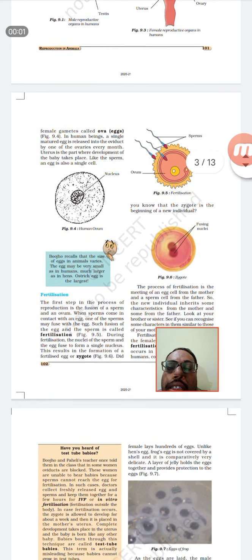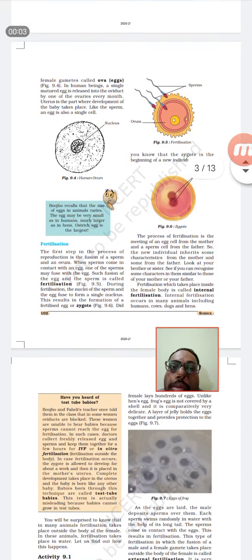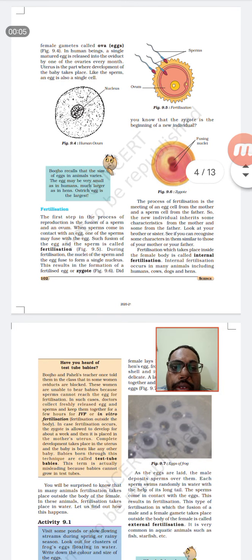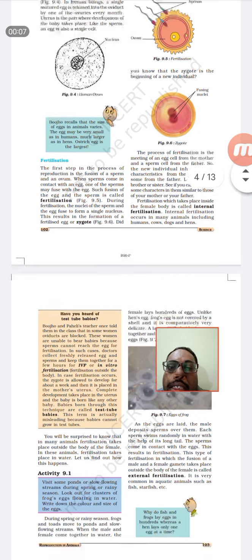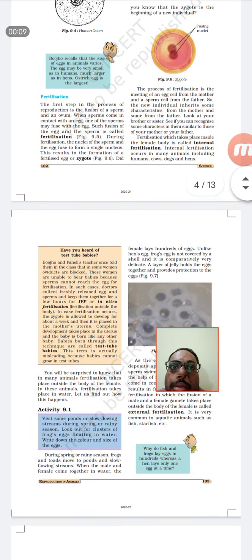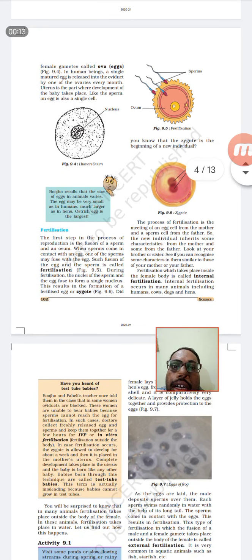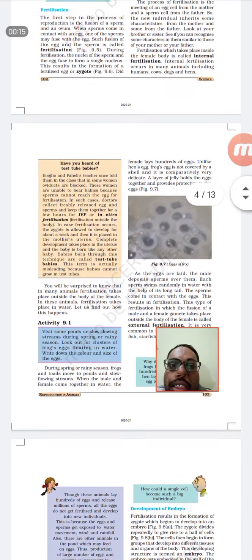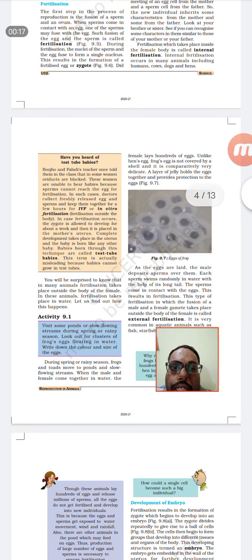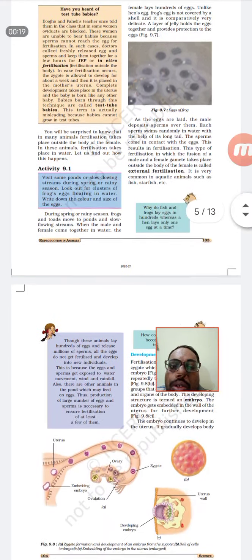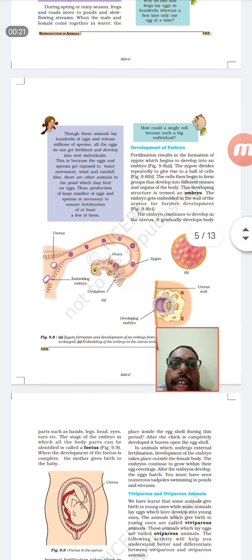Two weeks before, we discussed reproduction in animals. So today we will complete this chapter. We have discussed fertilization, internal fertilization, and external fertilization. Now we are going to discuss the development of the embryo.